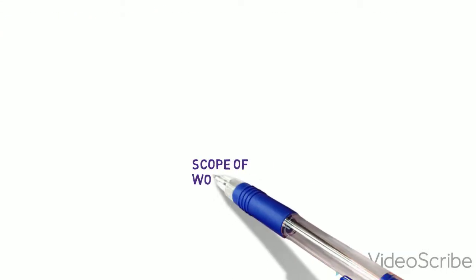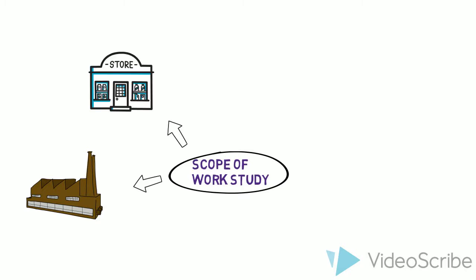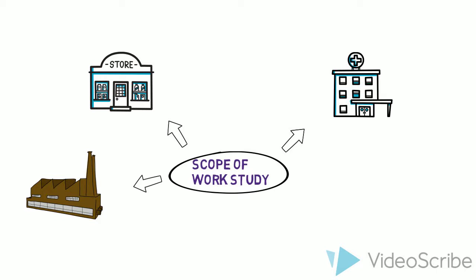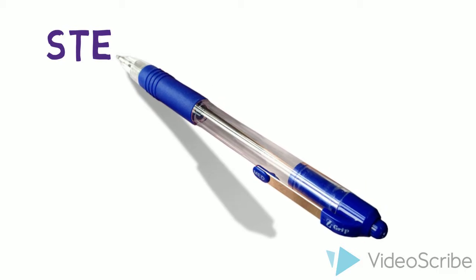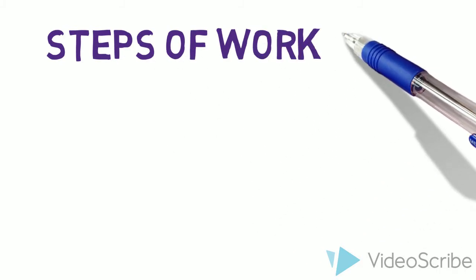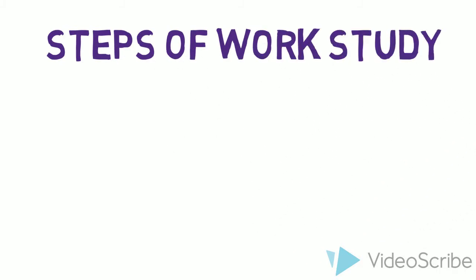The following are places of work in which you can perform work study. There are many other places, like your job shop, for example. As I said in the beginning of the video, work study can be done everywhere where work is being done. Work study has 8 steps which can be performed. We will do examples, but for now we will go through the steps.